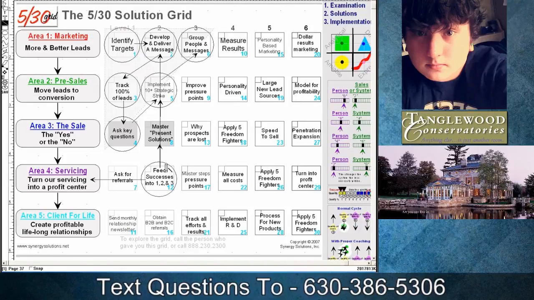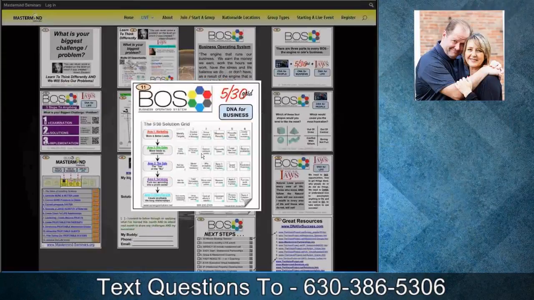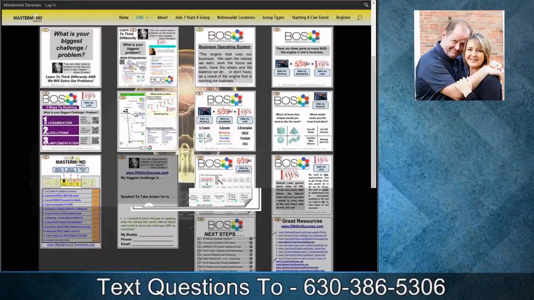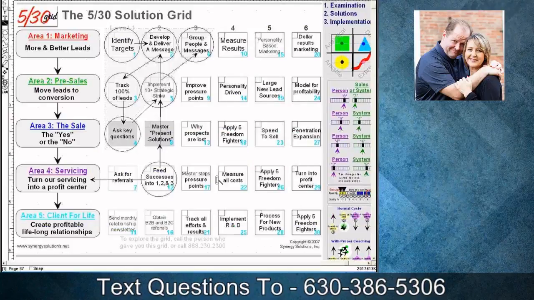Okay, good deal. So, Brandon, let me ask you a question. Now that we're seeing the 530 grid here, we're seeing how important it is to identify targets and move through the entire system: developing and delivering a message, tracking 100% of the leads, asking key questions, implementing a 10-plus strategic strike, and grouping people in messages. Then once we have that, we have our successes. We feed that not only into servicing, but right back into developing and delivering a message. And that's really important that we do that.